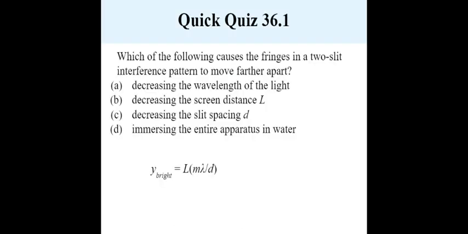So, quick quiz coming up. How do we move the fringes apart in the two-slit experiment? If you recall the formula for the position of the fringes, the position increases the farther away the screen distance is. It also increases with wavelength of light. It does decrease with the slit spacing, so it's going to be C. D suggests immersing the thing in water, but if you immerse the whole apparatus in water, that's going to decrease the wavelength of light, and that's actually going to decrease y, which means the fringes will move closer together. So it's not D, it's C.